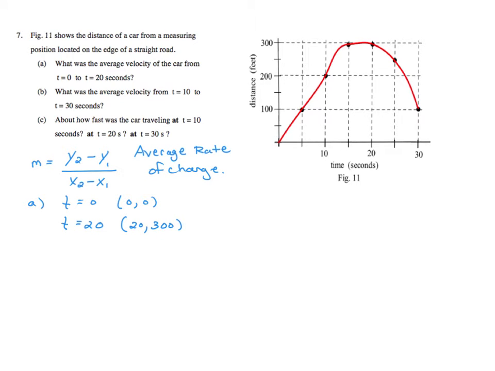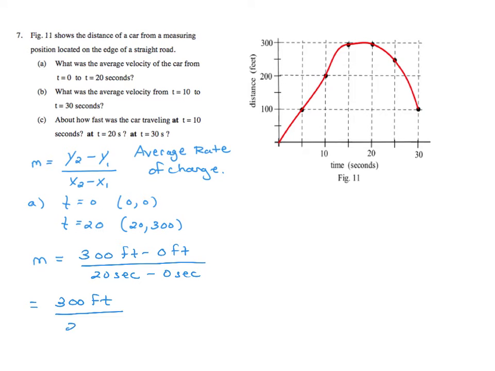The slope between these 2 points is going to be, the y values are going to be 300 minus 0, but I'm going to put in their units here. So it's really 300 feet minus 0 feet. And that's all divided by 20 seconds minus 0 seconds. I included the units because if you subtract the numerator, you get 300. If you subtract the values in the denominator, you get 20. And it's going to be feet in the top and seconds in the bottom.